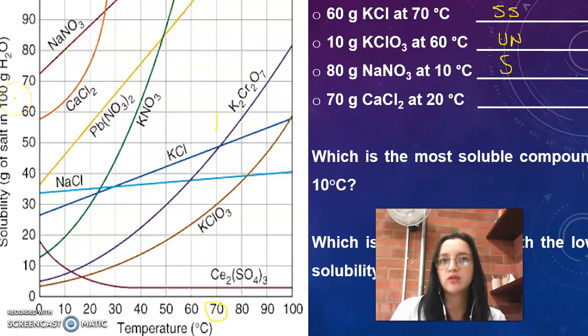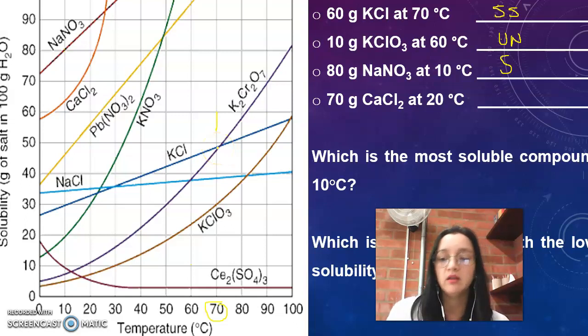A question might ask you, what if instead of 100 grams, you have 200 grams of water, or 300 grams of water, or 50 grams of water? So you will have to think of what's going to happen with the solubility. So if I double the amount, let's keep on using the same exercise that we have as reference, potassium chloride. If we have the same compound at the same temperature, 70 degrees, I can add 48 grams.